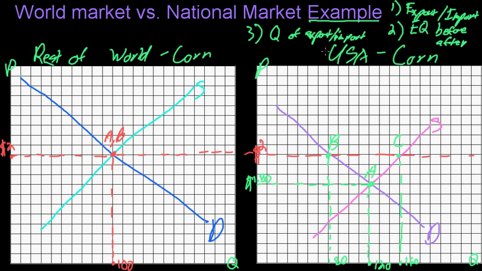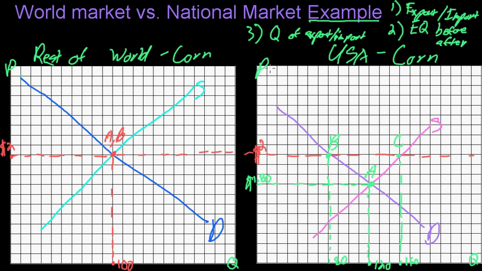So we're talking about the market for corn here, and on the left we have the diagram for the rest of the world, and on the right we have the diagram for the USA. So at this point I want you to pause the video, try and work through this entire example on your own, and then I will pick up and show you the logic of how I would work it through. Alright, so at this point I'm going to start working through the model on my own.